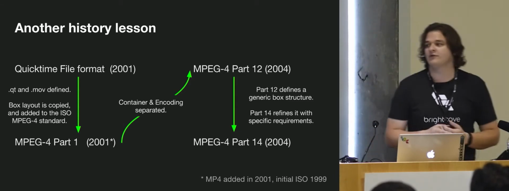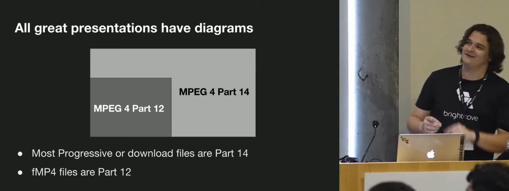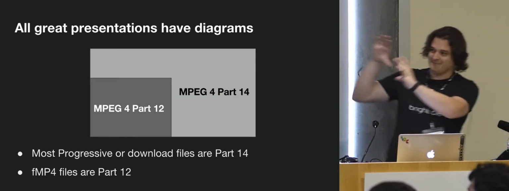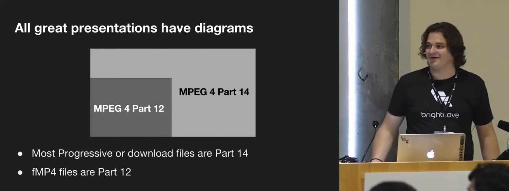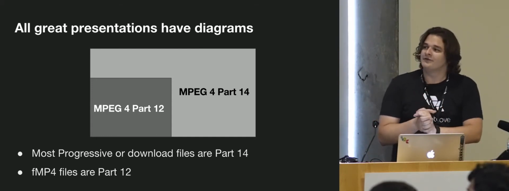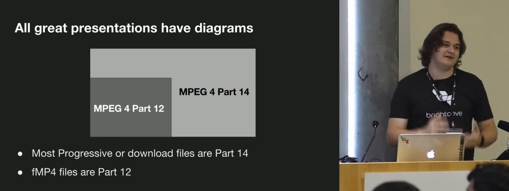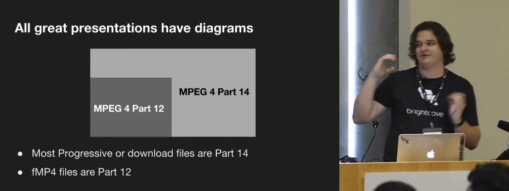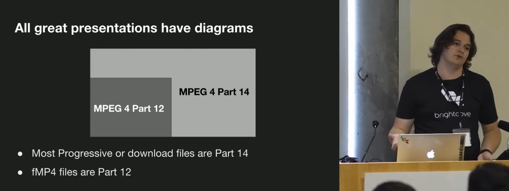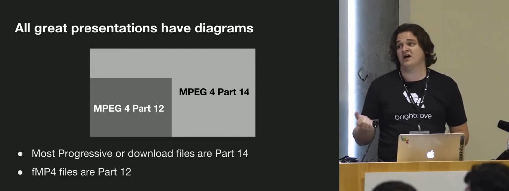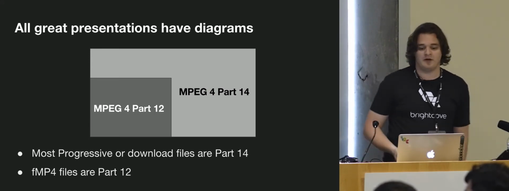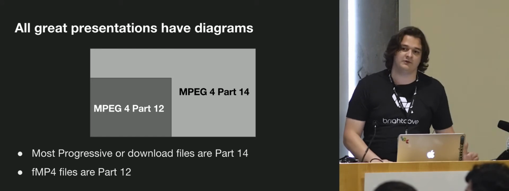And Part 14, in this case, and hang on, I'll get my pun in, every great presentation has a diagram. So this is my insurance. It's a diagram, heartlessly copy and pasted from Wikipedia. Like I said, MPEG-4 Part 12 is quite generic, with a few rules in it, but it defines your box format. Then that's extended by Part 14, which gives you explicit rules. Interestingly, your progressive or download files are all Part 14, whereas your fragmented MP4 files are going to be Part 12.